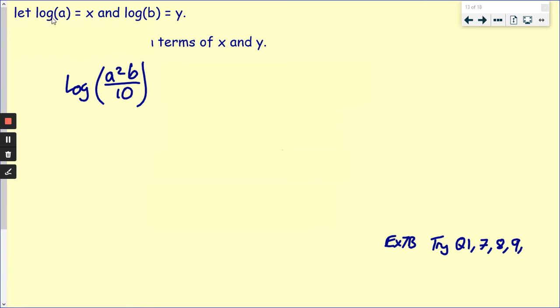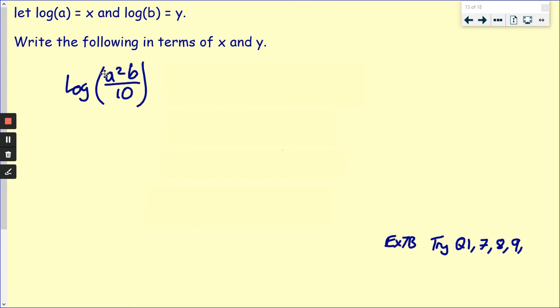So here, the question is asking us to simplify this expression. We're going to use the fact that we're defining x to be equal to log of a, and y to be equal to log of b. And we can use that to rewrite this in terms of x and y. So first of all, we want to do this one step at a time. If we try and use too many rules at once, we're going to make some mistakes.